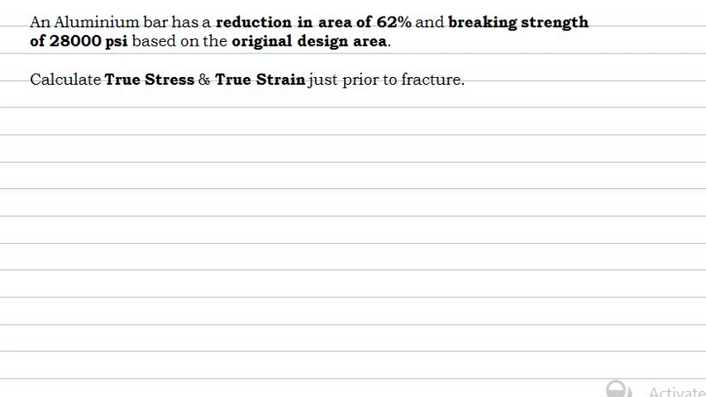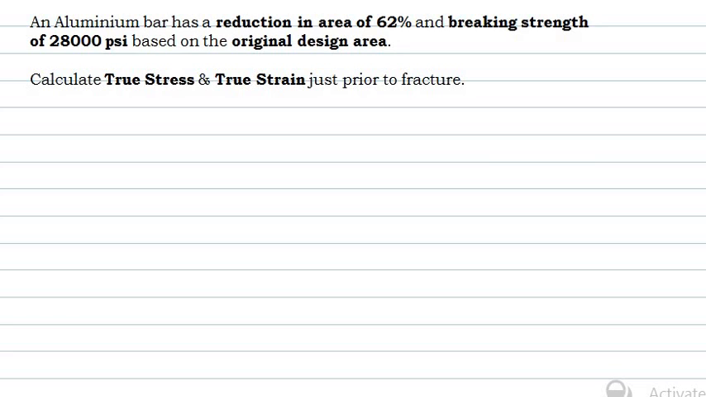My name is Fatima Garba Yusuf and we're going to try and solve an indirect question. Here we have an aluminium bar with a reduction in area of 62% and a breaking strength of 28,000 psi, pound per square inch, based on the original design area. Then we're asked to calculate the true stress and true strain just prior to fracture.